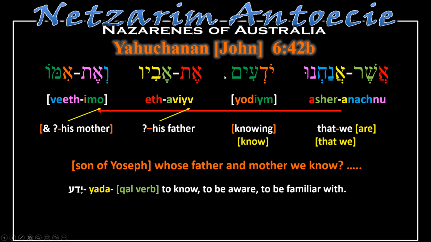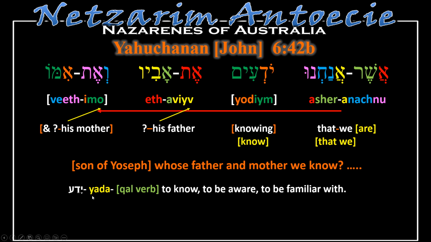So generally it's translated that we know, but because this is a yodim, therefore it looks like a participle. So therefore we could say that we are knowing. Et, grammar marker, Aviv, meaning his father. Again, the vav on the end is his. And then ve'et, and grammar marker, imo, meaning his mother. Again, the O is his.